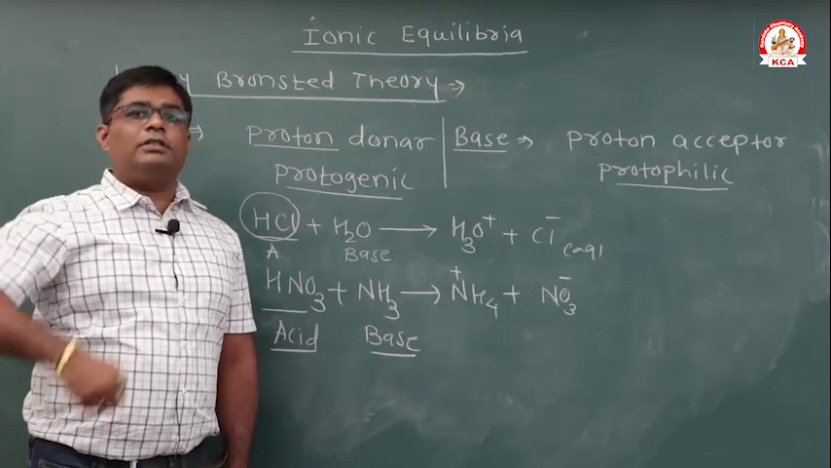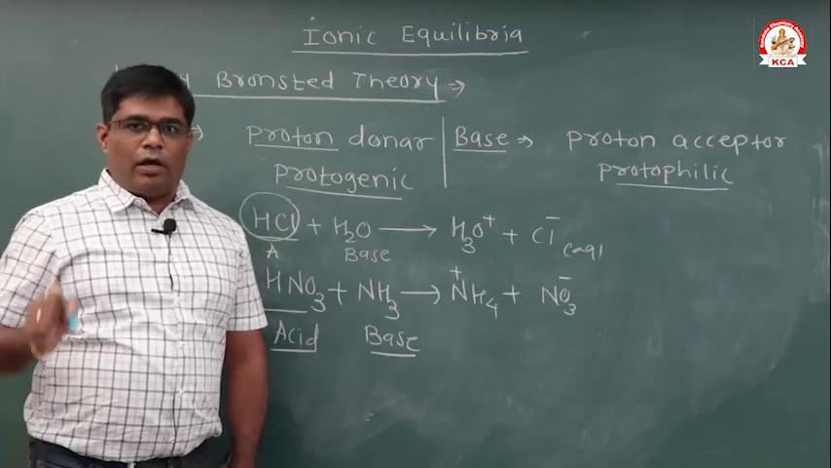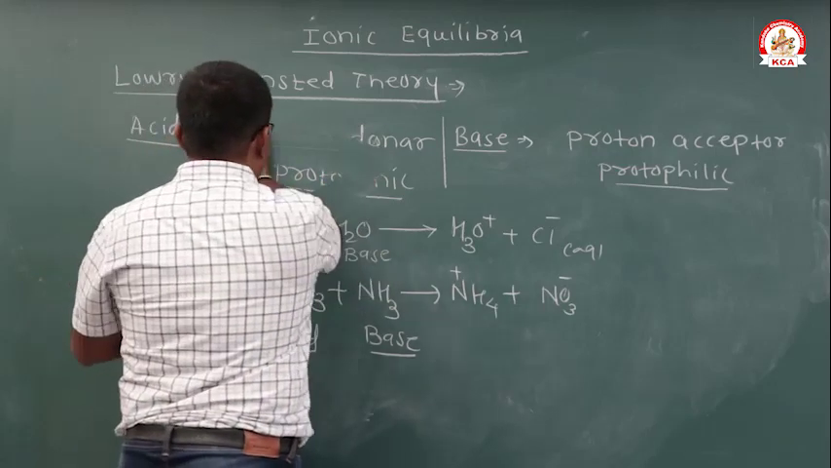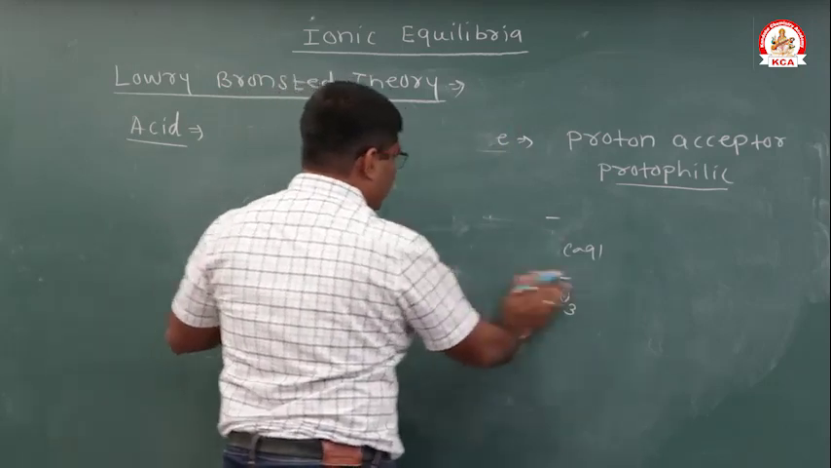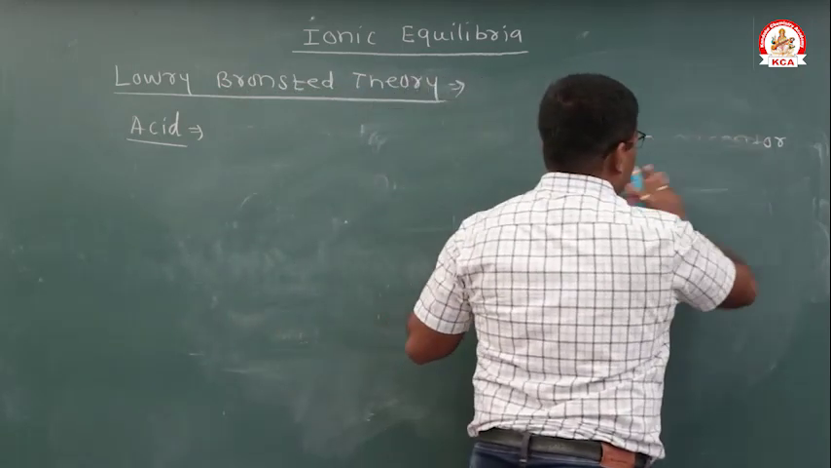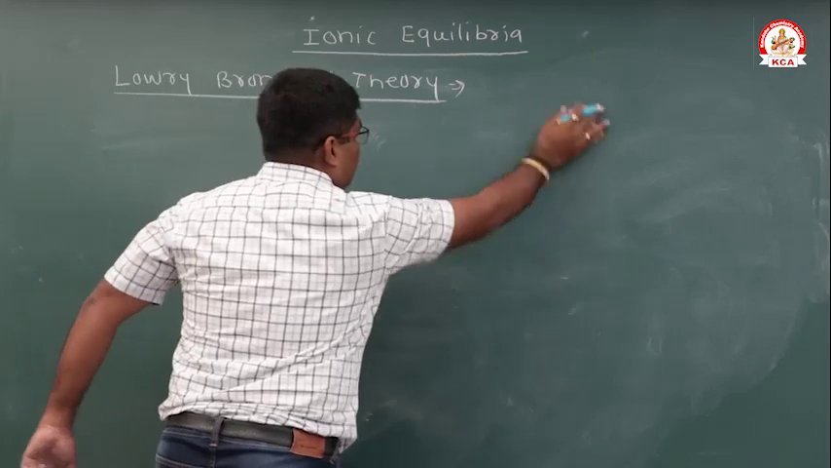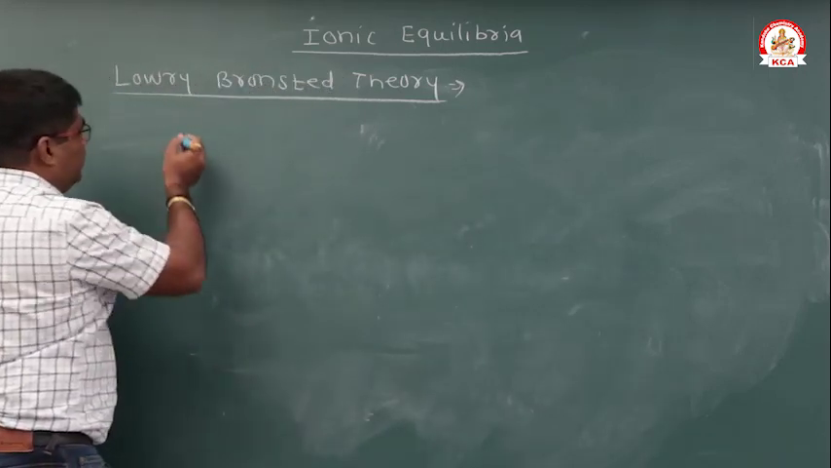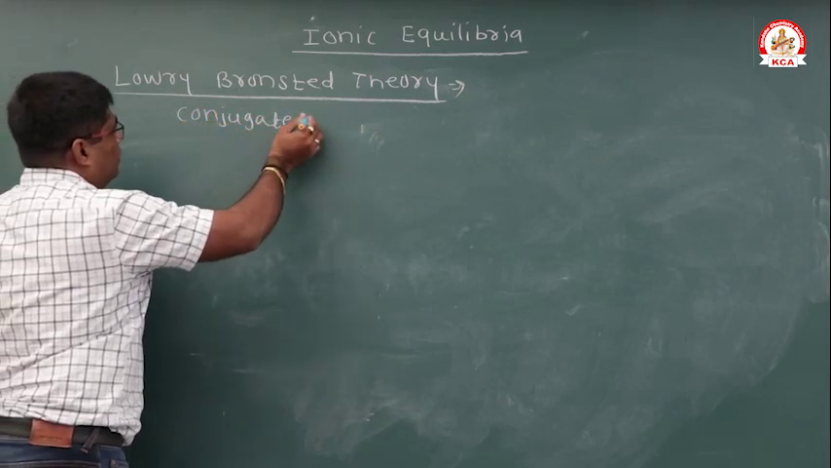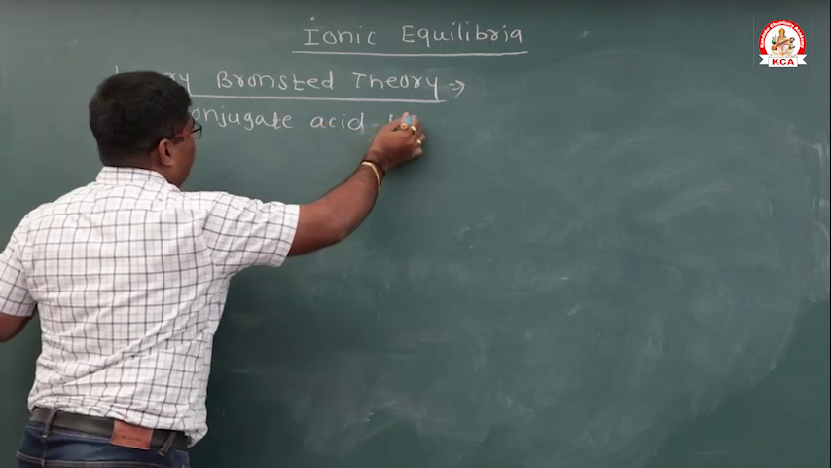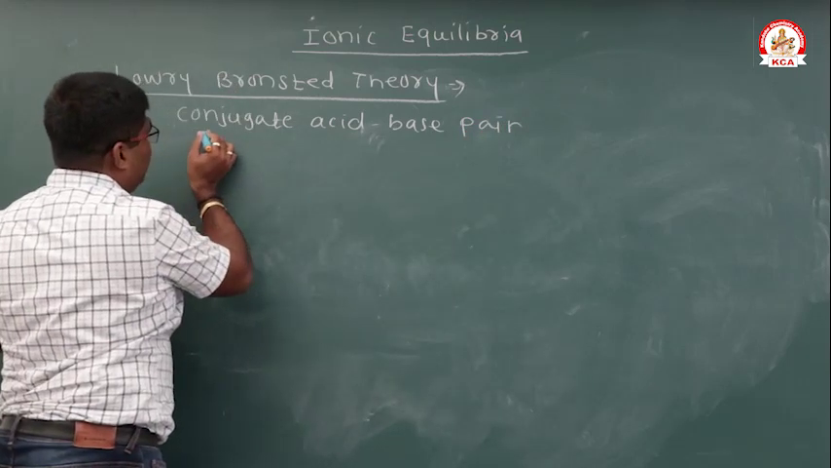And what is another importance of this theory? This theory gives the conjugate acid base pair. So always remember, the conjugate acid base pair is given by Lowry-Brønsted theory. Now let me explain what this conjugate acid base pair is. Very important and very simple. Conjugate acid base pair. What is this conjugate acid base pair?